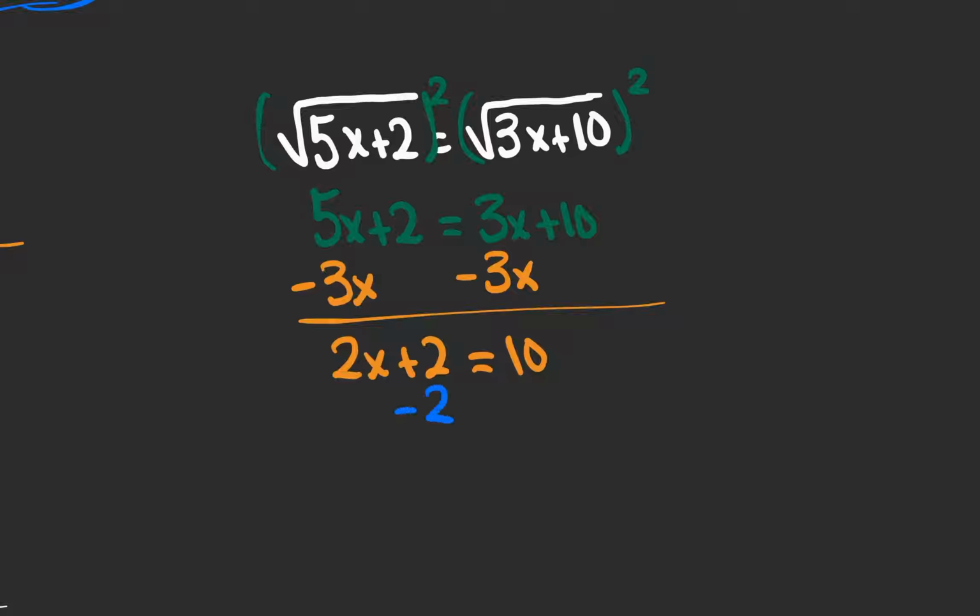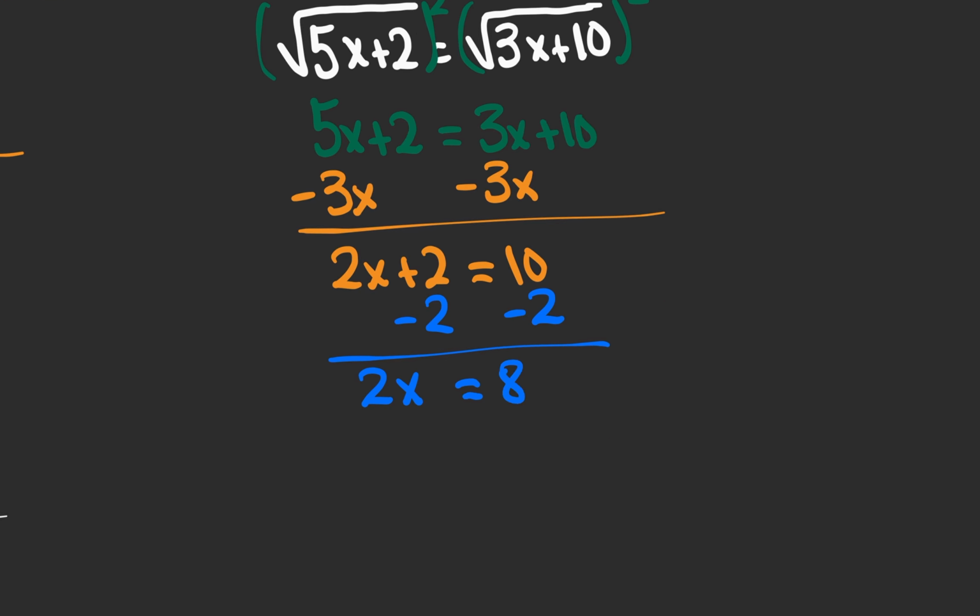I will then subtract 2 on both sides. This will leave me with 2x is equal to positive 8. Then I will divide both sides by 2. And this will leave me with x is equal to 4 as my final solution.